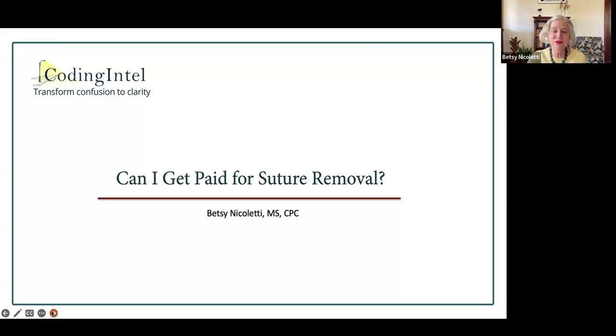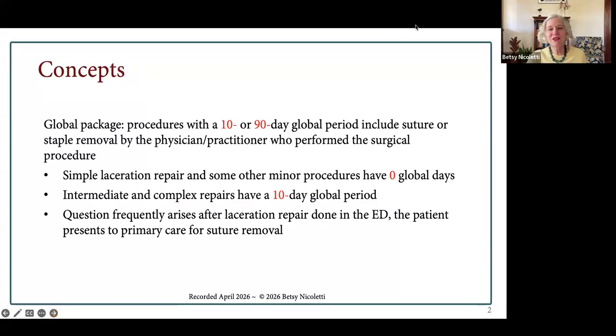Today, Can I Get Paid for Suture Removal? Let's start with the concept of the global surgical package. Medicare assigns surgical procedures 0, 10, or 90 global days in their Medicare fee schedule. If it's 0 global days, the surgeon or other practitioner is responsible for the care that day. We're not going to talk about modifier 25 today.